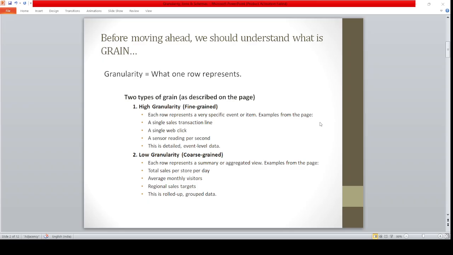So each row represents their grain. The grain means what each row represents. There are a few other examples written here: a single web click, a sensor reading per second, the detailed event level. You can go through these once I finish. Let me move to other slides.